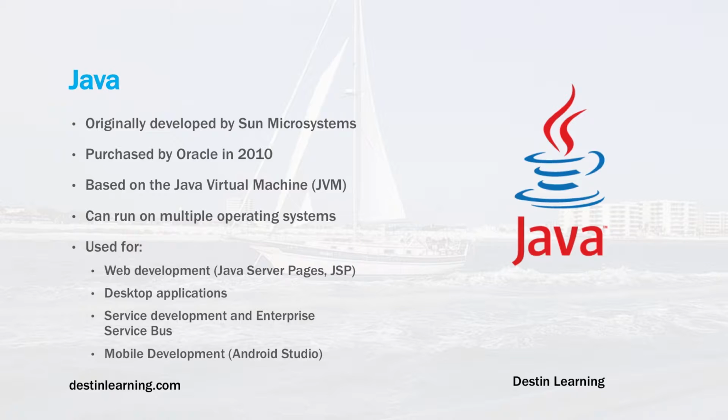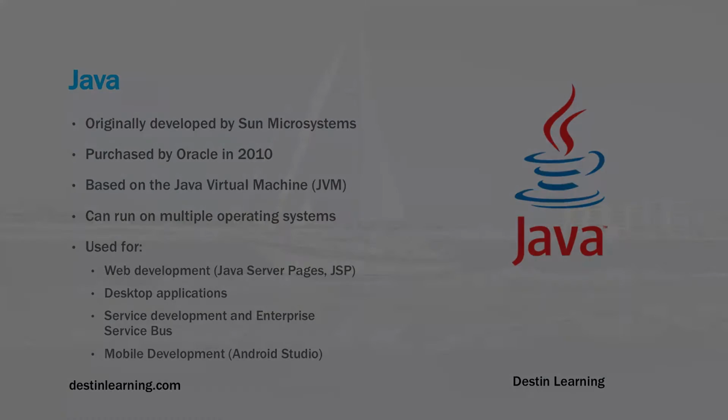One of the unique things about Java is it can run on multiple operating systems. This means you can develop software for Windows machines, Linux machines, or the Apple iOS operating system. Java can also be used for web development through Java server pages. It can also be used to develop desktop applications, enterprise applications, and mobile applications through the use of Android Studio.